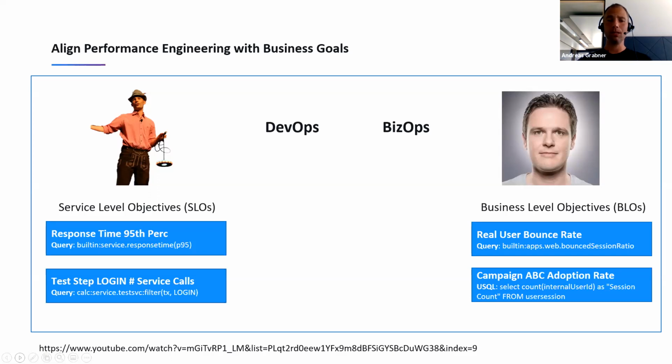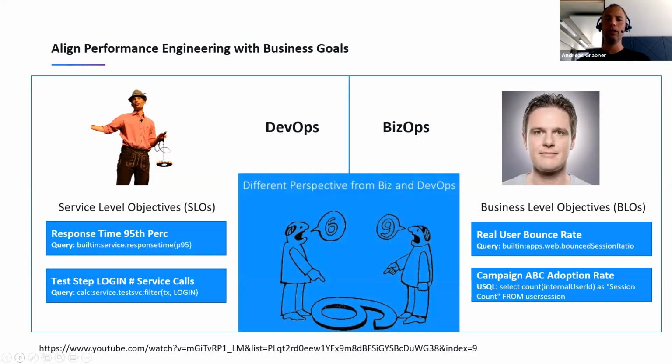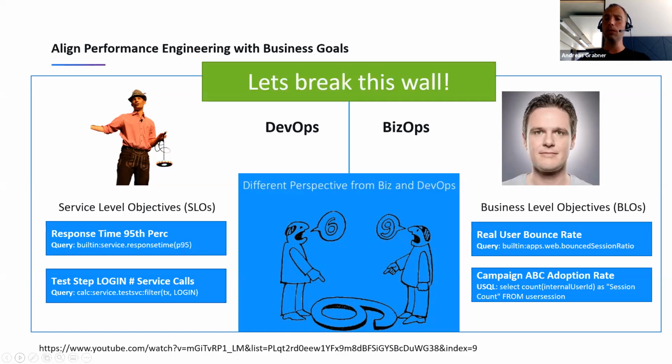There are a lot of these metrics, and it seems that if you look at these two sides, we clearly have a different perspective on what we actually consider to be the goal of what we want to achieve with that release, right? And I think that's a big challenge. We have different points of view, and it seems that we are not listening to the business enough. So the question is, how can we break this wall?